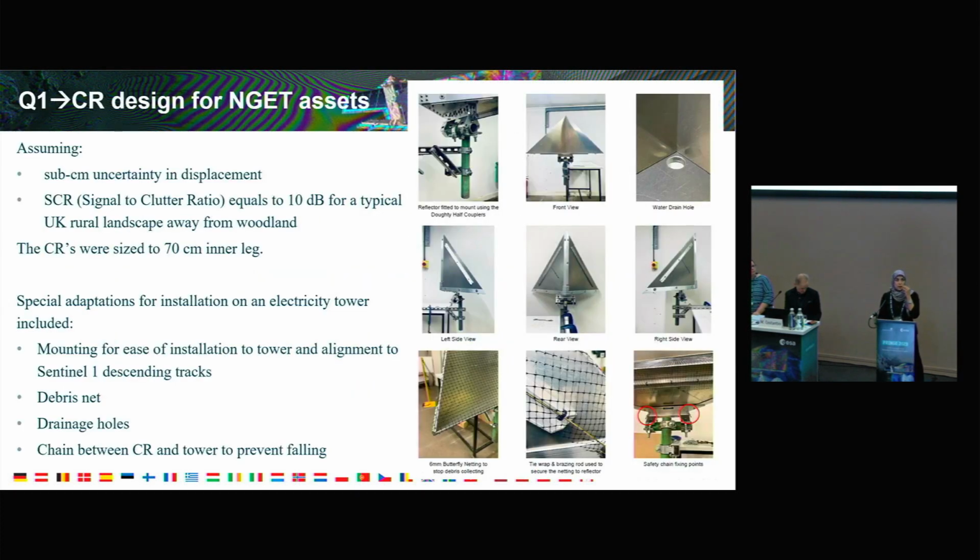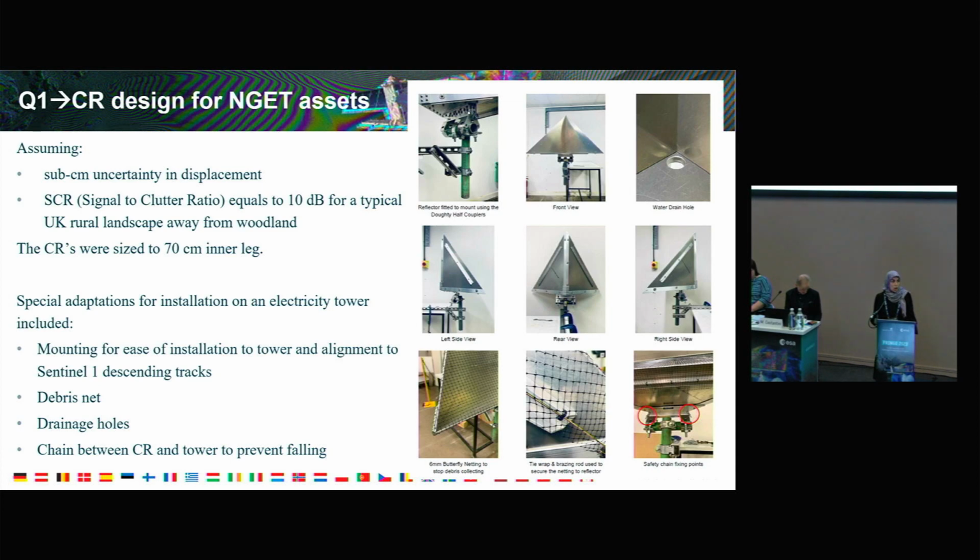So in order to answer question 1, we designed corner reflectors for NGET assets. In the design phase, we had these assumptions: sub-centimeter uncertainty in displacement and a signal to clutter ratio equal to 10 decibels for a typical UK rural landscape away from woodland. Using these assumptions, we designed trihedral corner reflectors with an inner leg size of 70 centimeters.